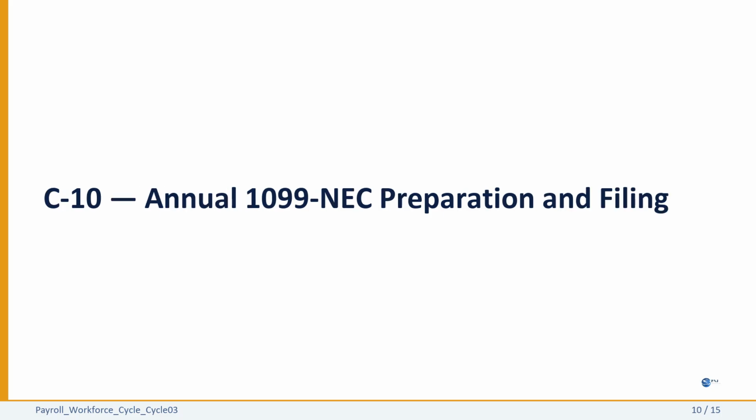Step C10 has a hard deadline, January 31. By that date, P&J Group must furnish a Form 1099 NEC to every contractor paid $600 or more during the prior year, and file copies with the IRS. Electronic filing is required when submitting 10 or more information returns.